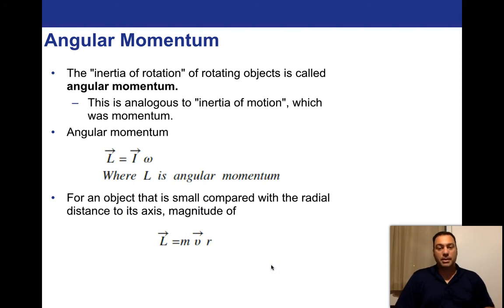So m being mass, v is velocity, r is the radius. Let's say the tangential velocity, right? This is the tangential velocity times the radius. So cool stuff, mvr.